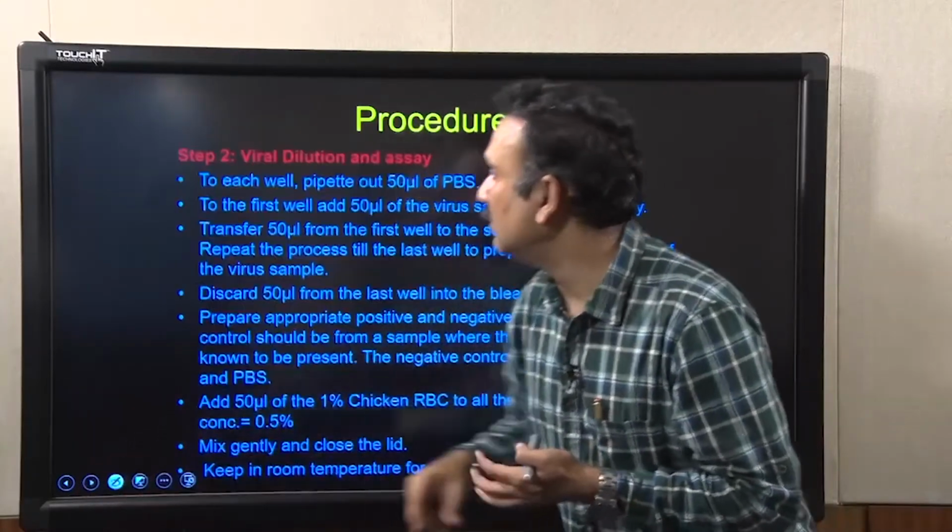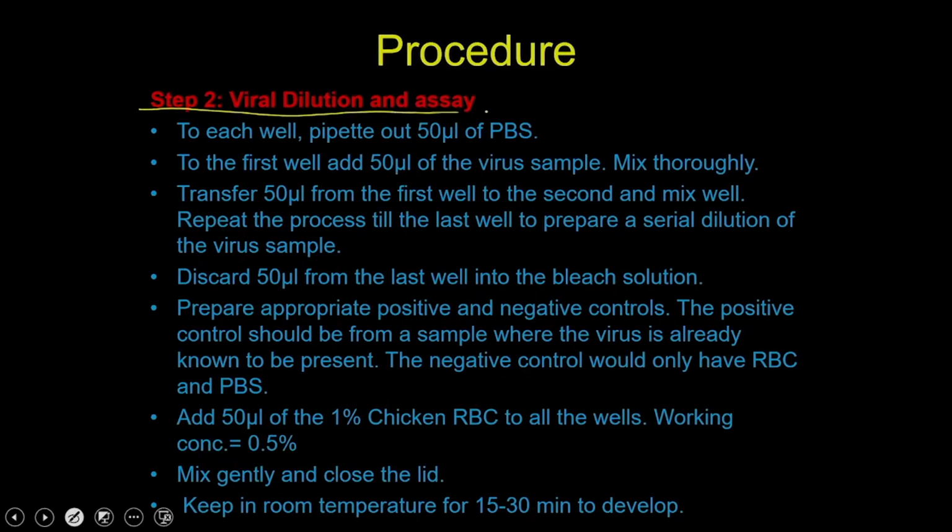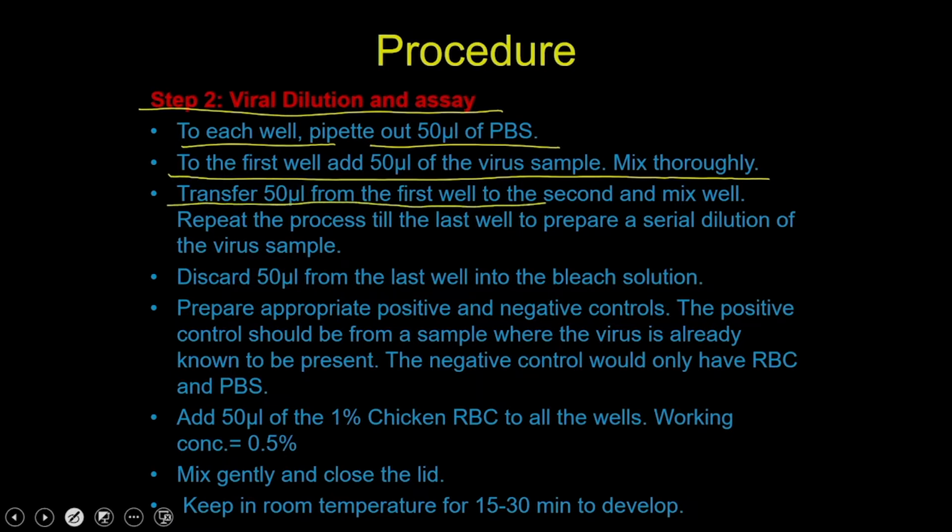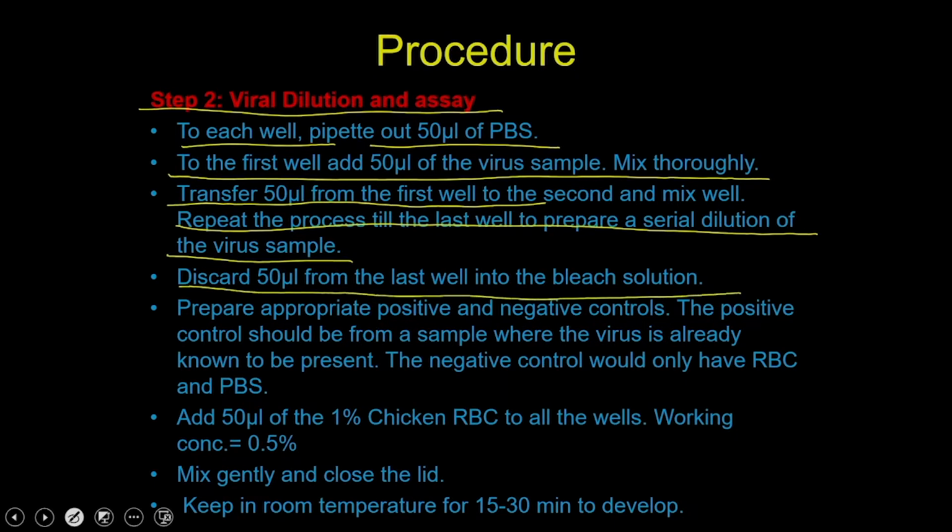Once your RBCs are ready, then you can do the viral dilutions. The viral dilutions you are going to do as a serial dilution. To each well you add 50 microliters of PBS, and then you do a serial dilution of the viruses. First you add the virus into the first well, and then you do a serial dilution simply by transferring the virus from one well to another, and that is how you prepare a serial dilution of the virus samples, which means you are going to prepare two-fold dilutions. Then discard the 50 microliters from the last well into the bleach solution.